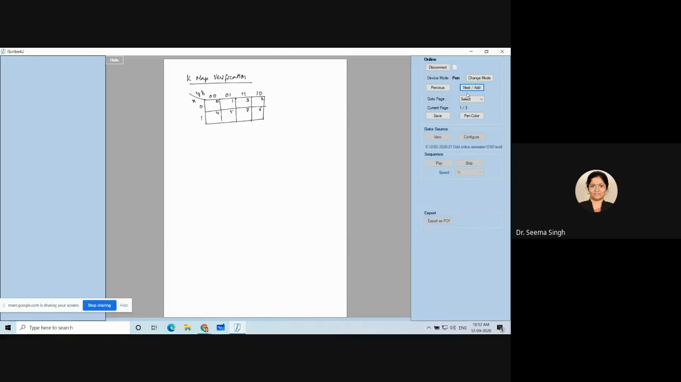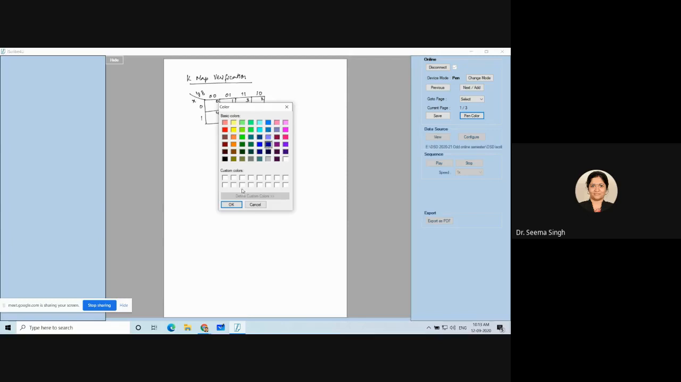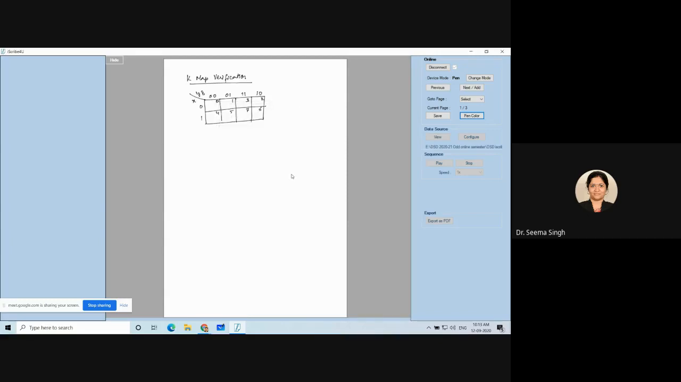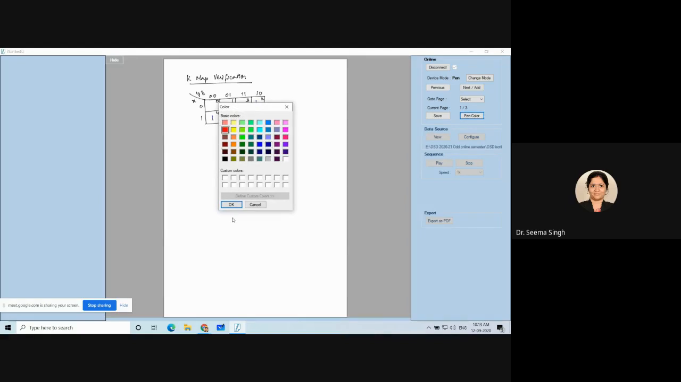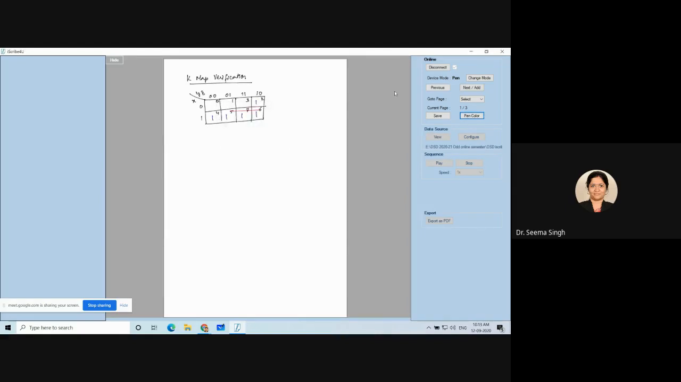Which all terms were 1? 2, 4, 5, 6, 7, no? Okay. So now let us see the grouping. Grouping will be this one. This gives rise to what? This gives rise to X. And what is this? This gives rise to Y, Z bar.